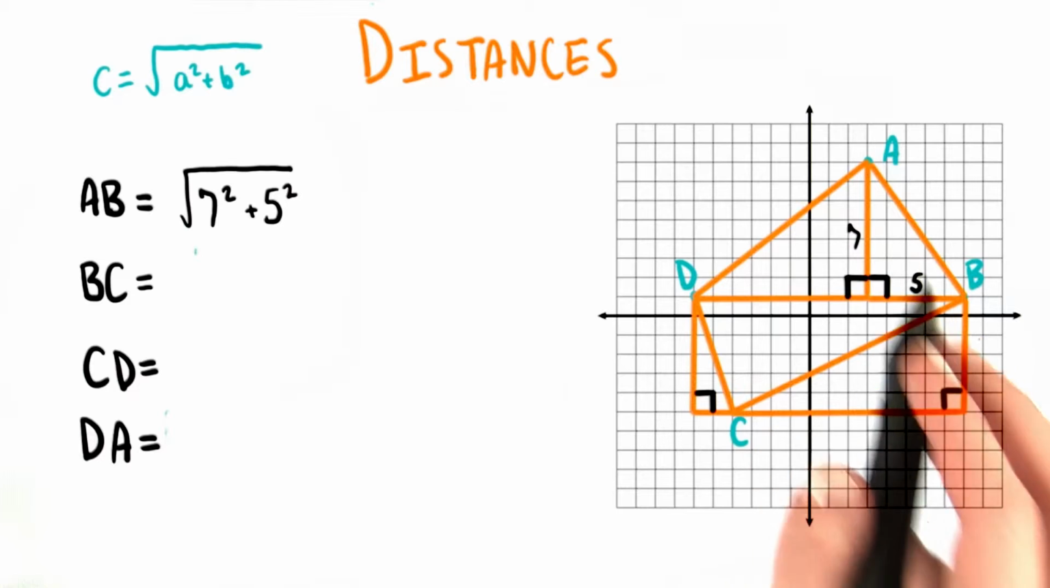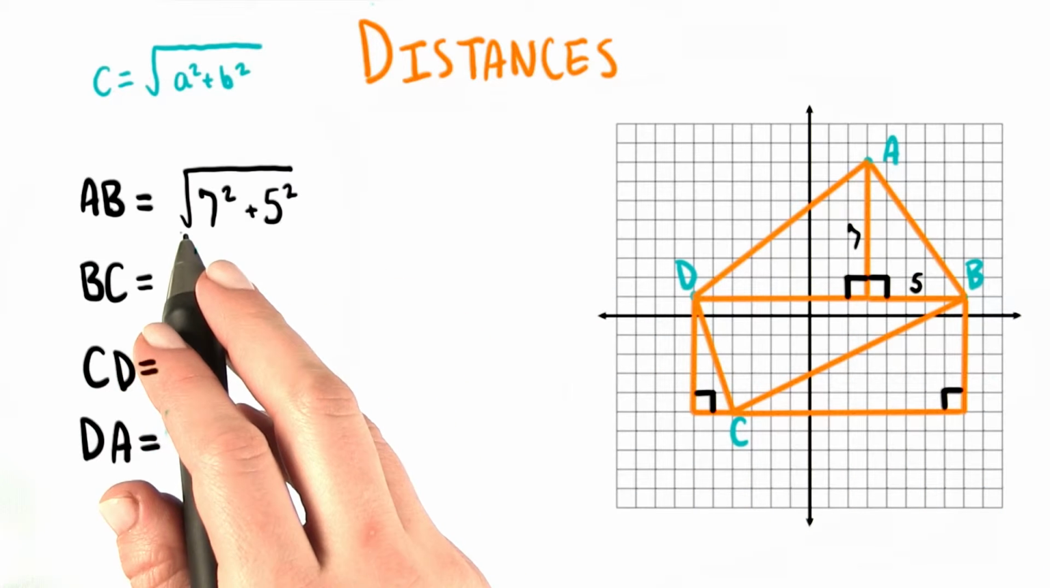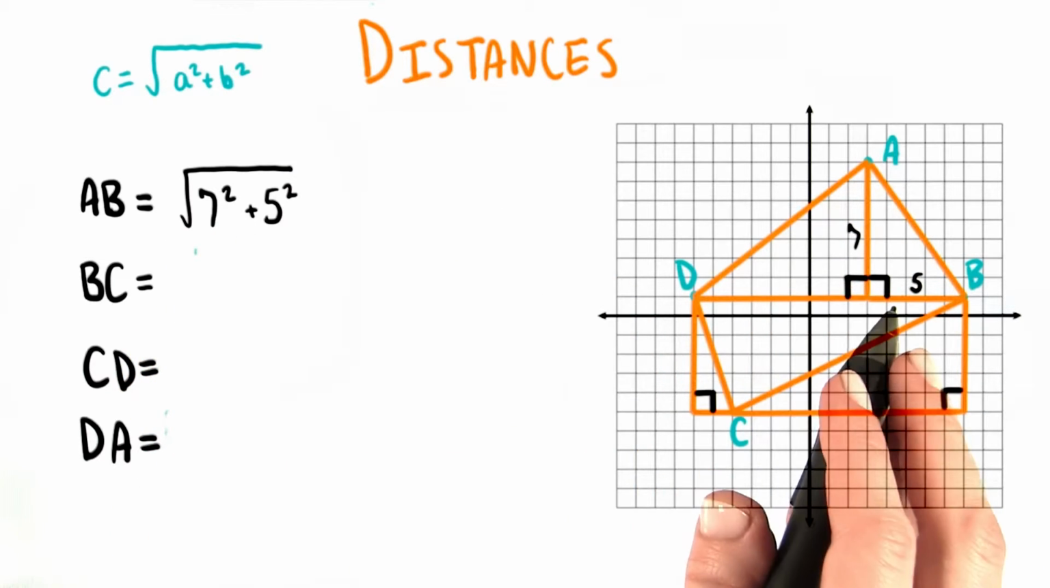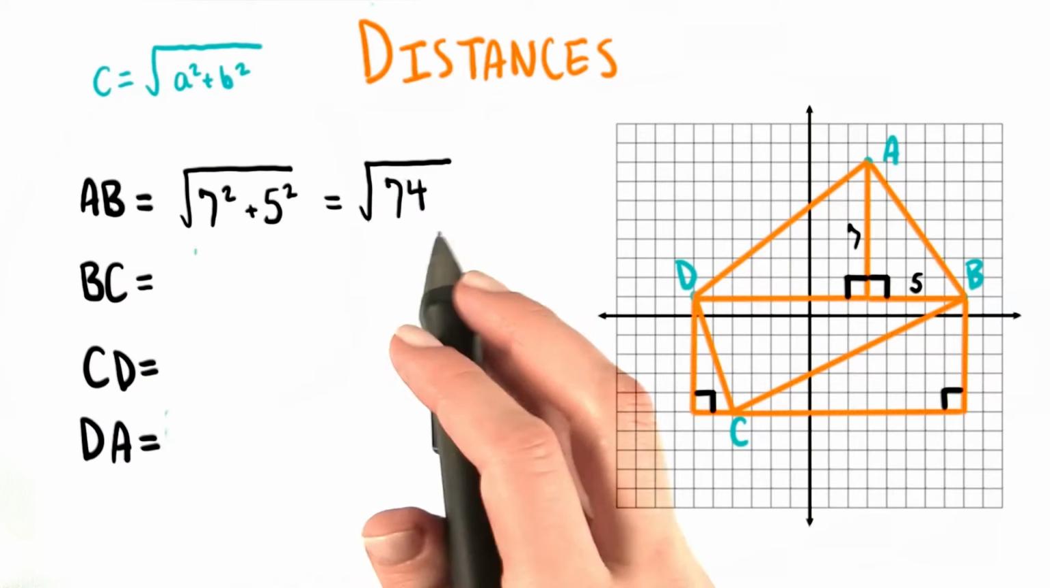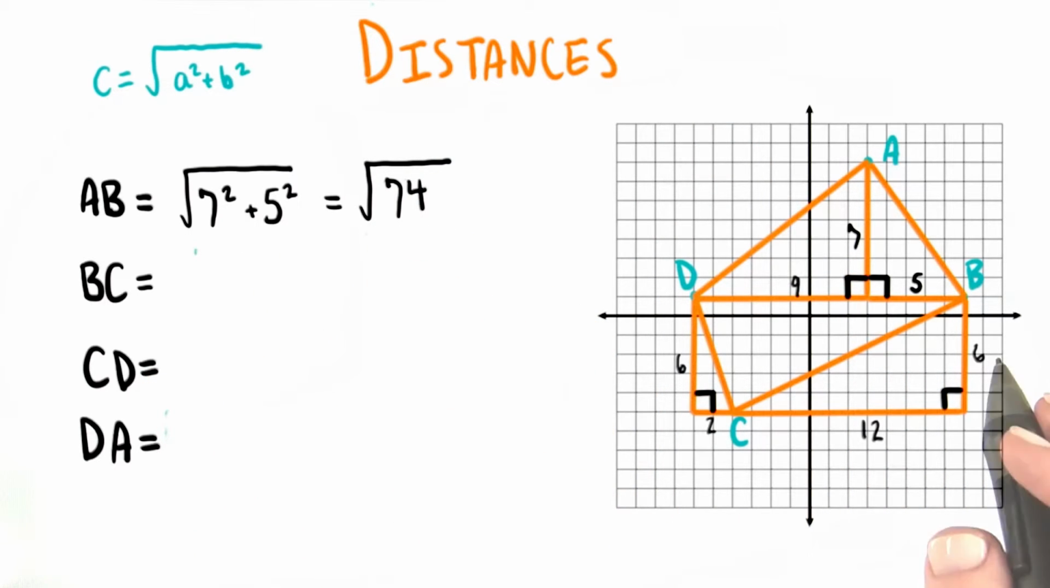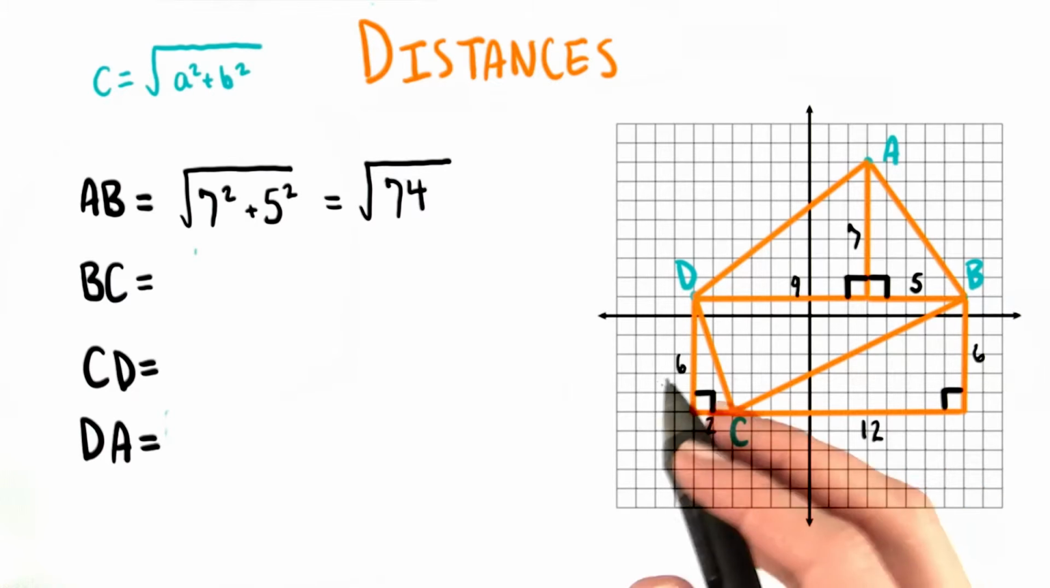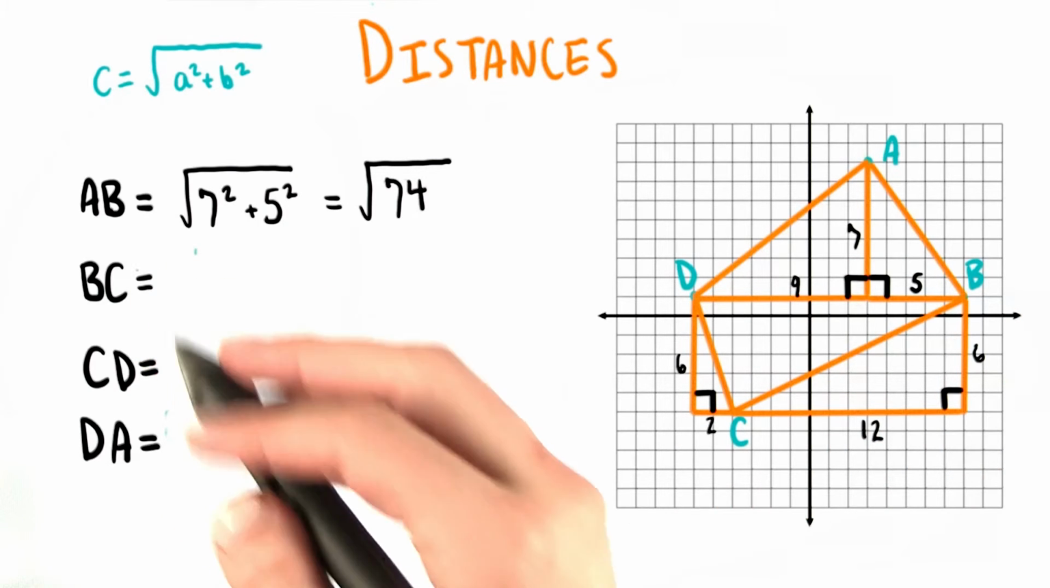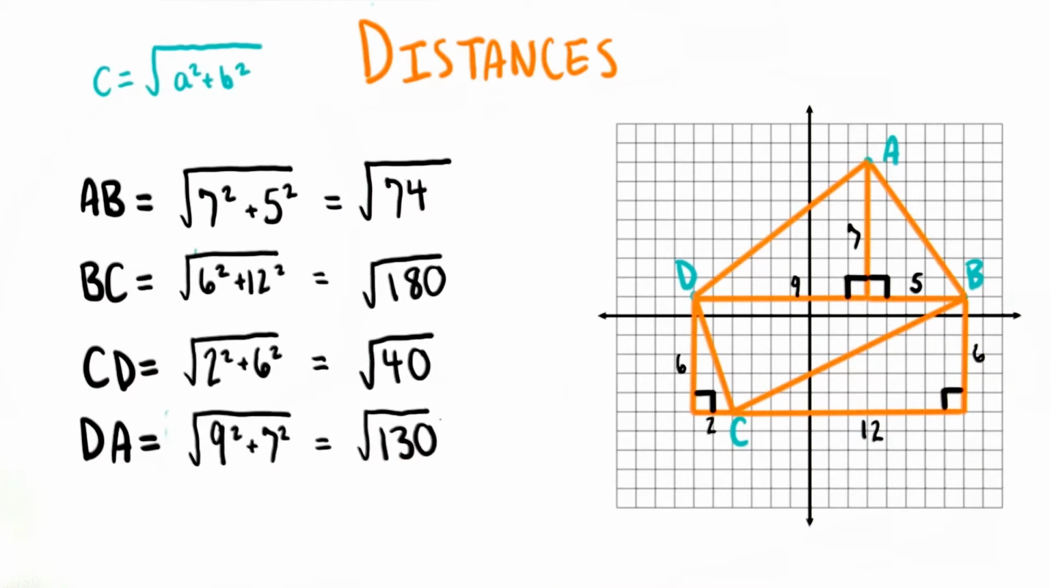In looking at this modified version of the Pythagorean theorem, we can just say that the length of AB, this hypotenuse, is the square root of 7 squared plus 5 squared. Simplifying that gives us the square root of 74. Once we find the lengths of the legs of all of the other right triangles, calculating their hypotenuses is also easy. And so, at long last, here are our final answers.